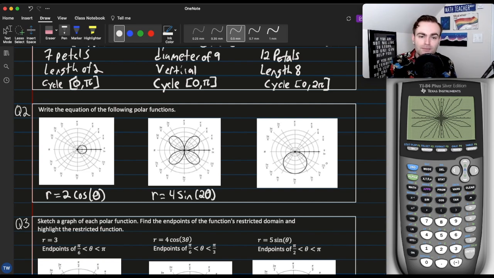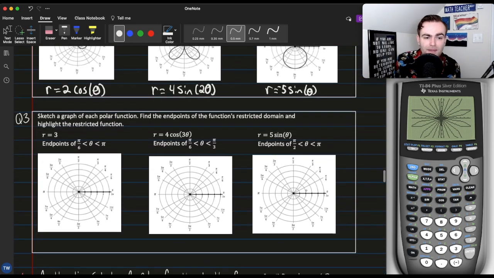Very good. Now we have a circle again. It is a vertical circle, so it's sine, but it's down, so it's negative. It's got a diameter of 1, 2, 3, 4, 5. So this is r equals negative 5 sine theta. Not that bad, right? Super not that bad.